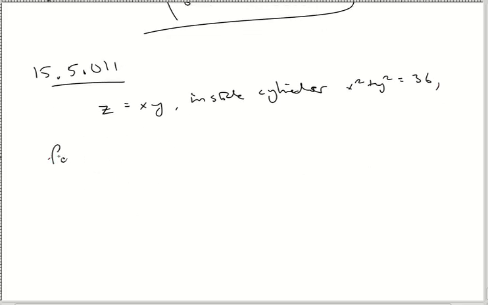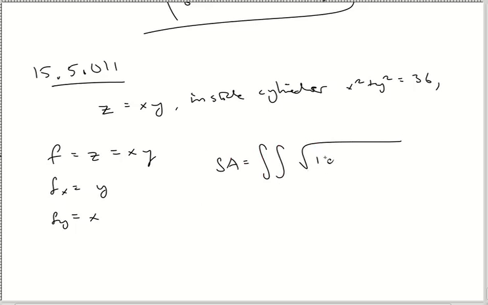Okay, well, it's kind of convenient that I already have this set up. And so then I can say f sub x is y, and f sub y is x. It's kind of funny how that works. So surface area is the double integral of the square root of 1 plus y squared plus x squared dA. And again, we could just see that there.